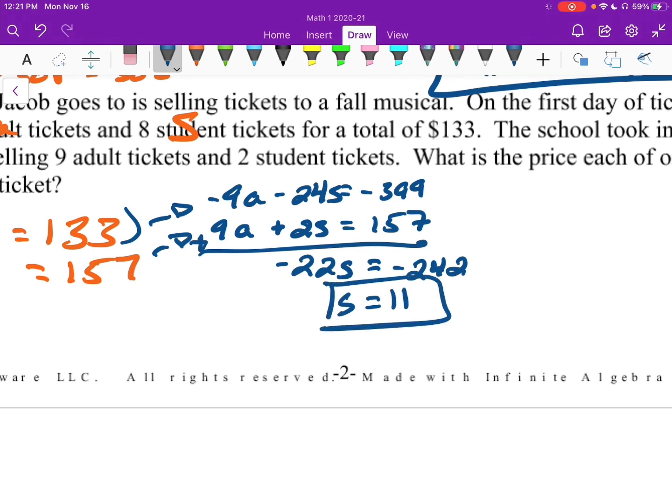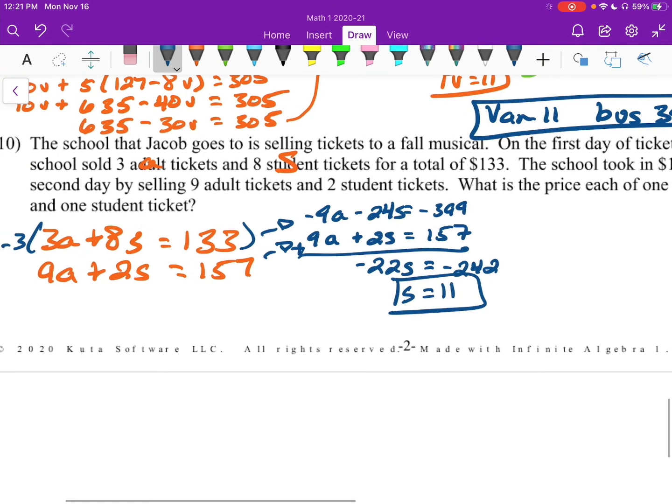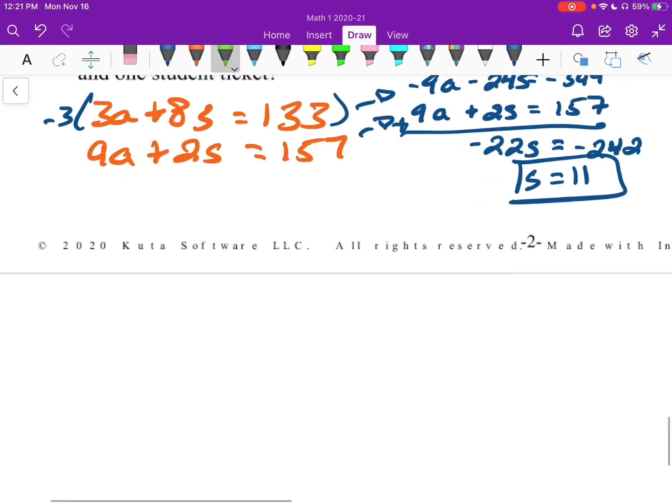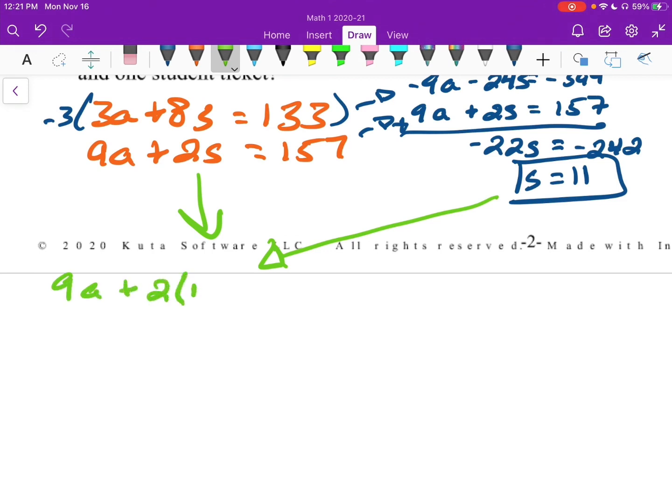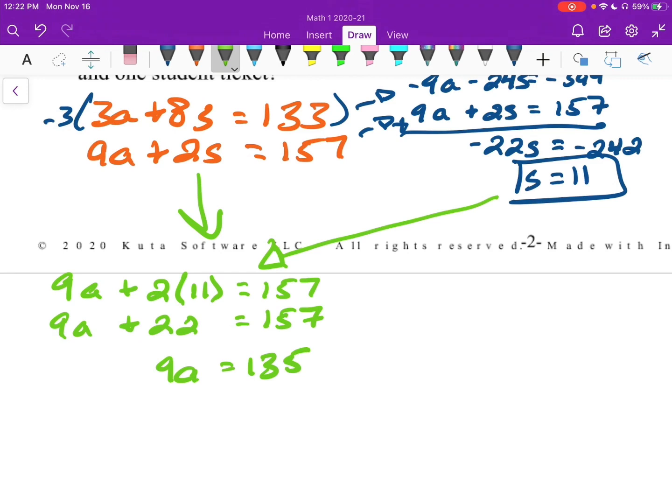So that tells me that a student ticket costs $11. Since my paper is easy to use, I'm just going to take this guy straight down. I'm going to use that one. So 9 adult tickets plus 2 student tickets at $11 a piece is 157. So 9 adult plus 22 is 157. So I'll subtract my 22. And I'm going to say 9 adult is 157 minus 22, 135. And to finish up, I'll divide by 9. And an adult ticket is $15.